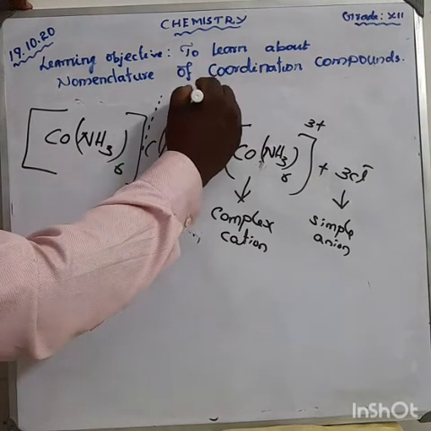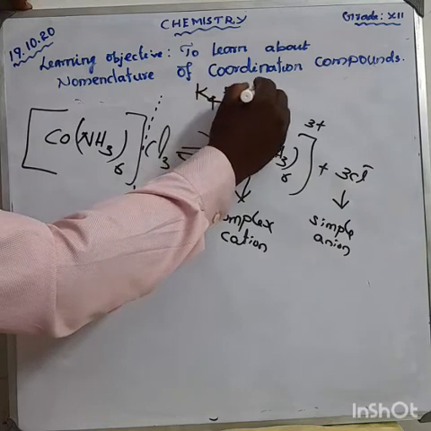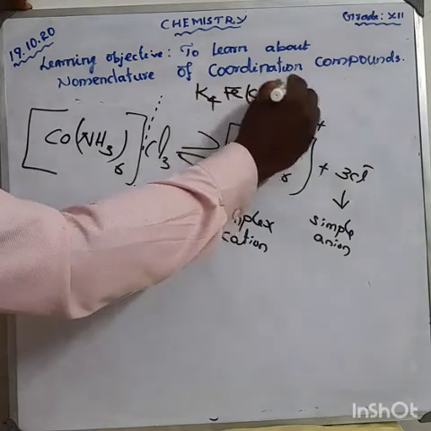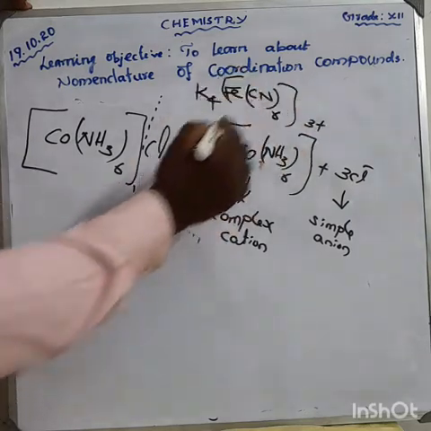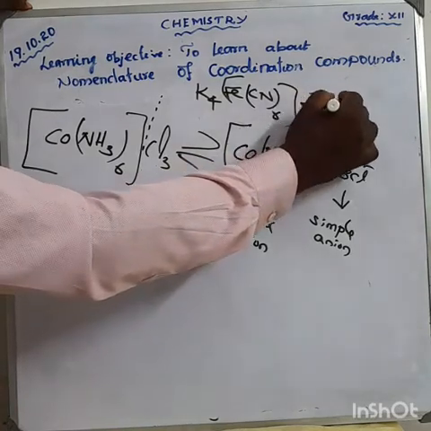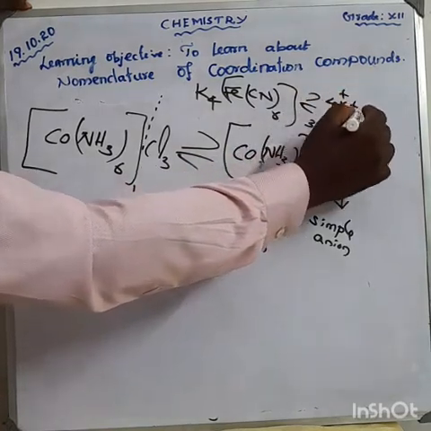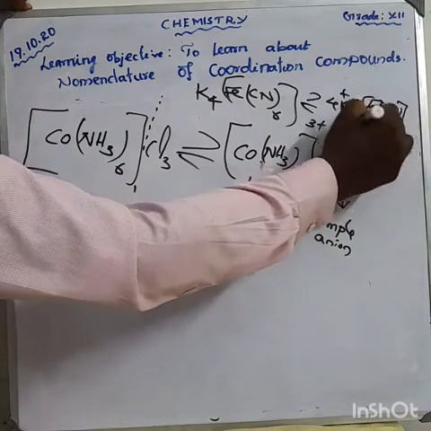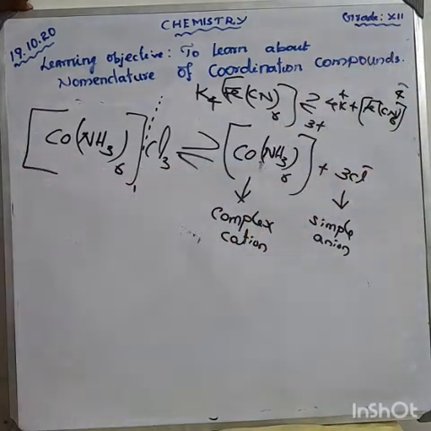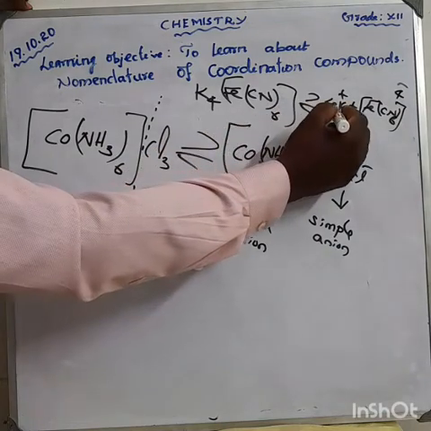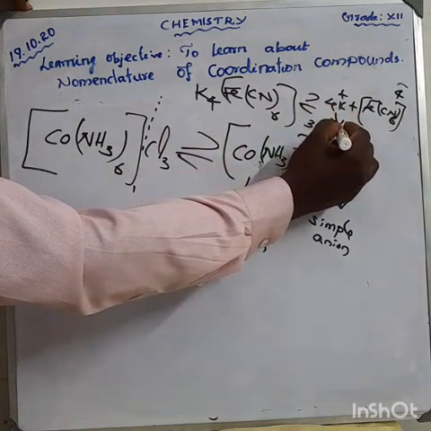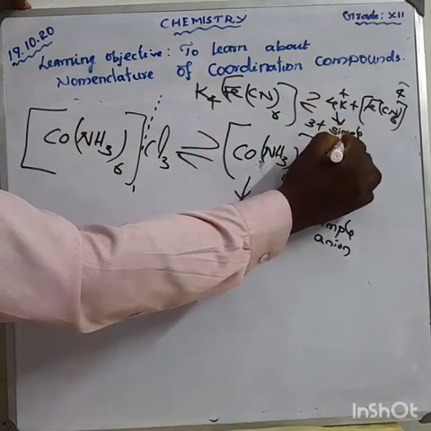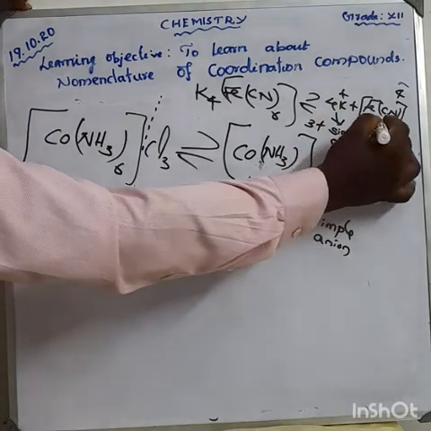K4[Fe(CN)6]. Here I told you, 4K+ and [Fe(CN)6]4-. Here, what is this? Simple cation, complex anion.